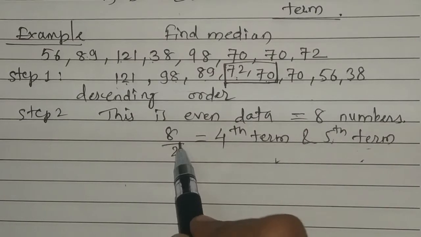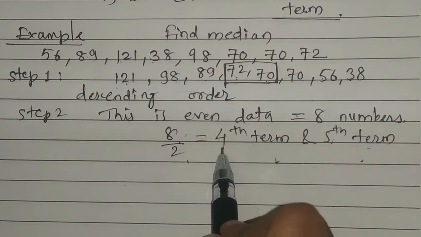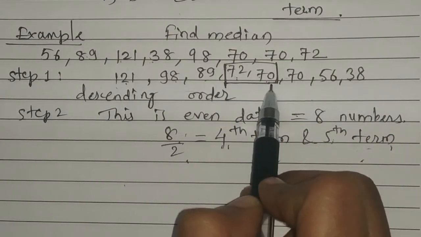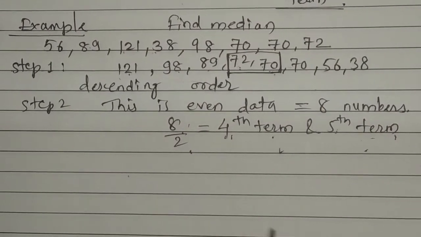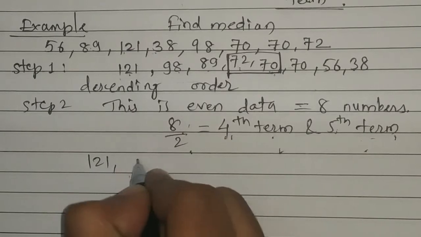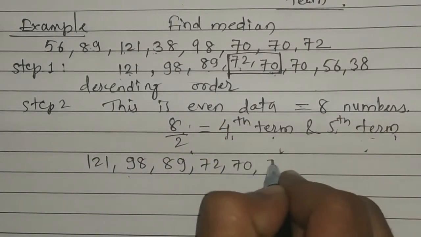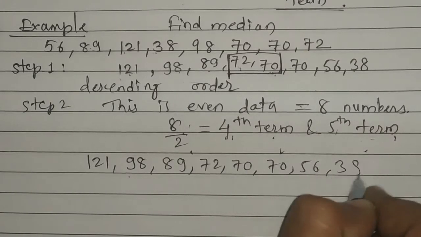Total 8 numbers are there, so we divide 8 by 2, which means the 4th term and the 5th term. Here 72 and 70 are the 4th and 5th terms. So if you see here: 121, 98, 89, 72, 70, 70, 56 and 38.